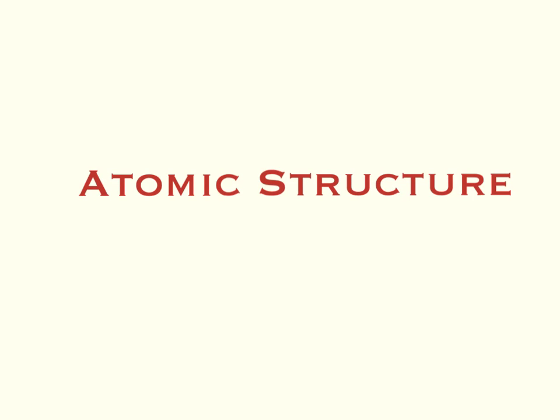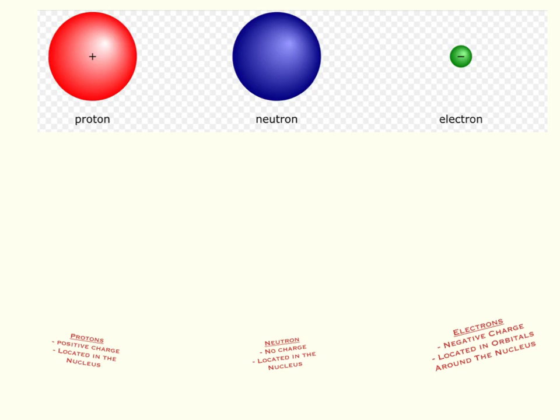In this video lesson, we'll be discussing atomic structure: protons, neutrons, electrons, where they're located, and how to determine the number of those things in regular atoms, ions, and isotopes. So let's get started. First, we need to talk about the subatomic particles that make up an atom.